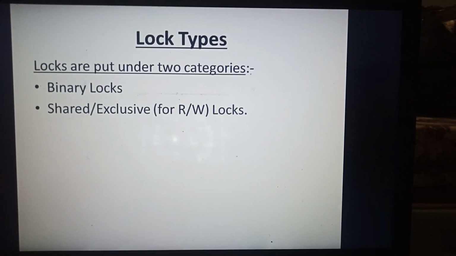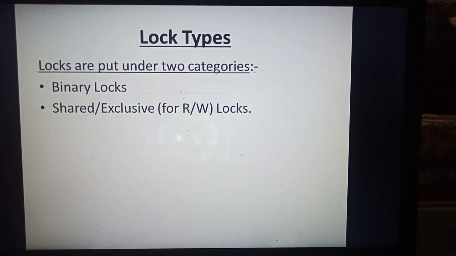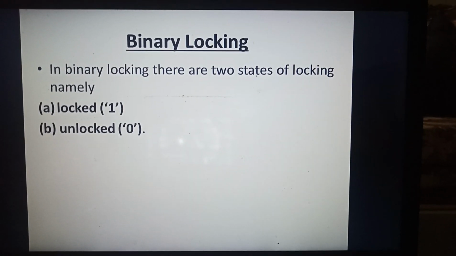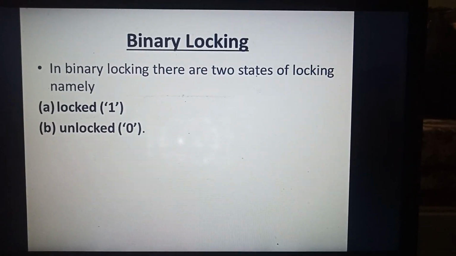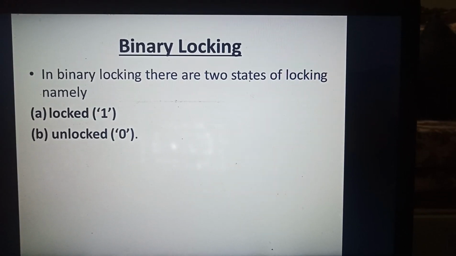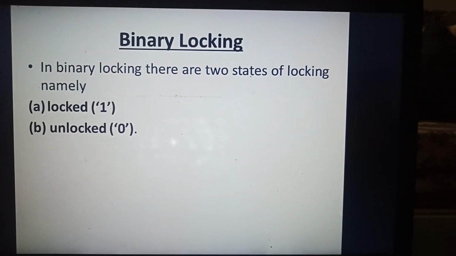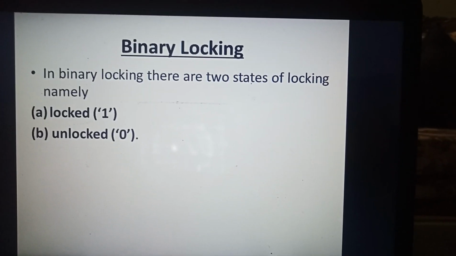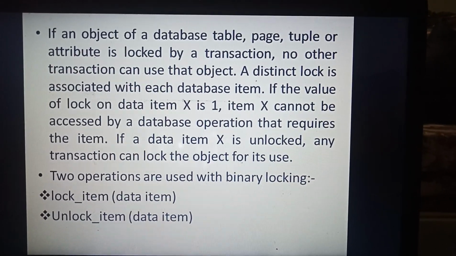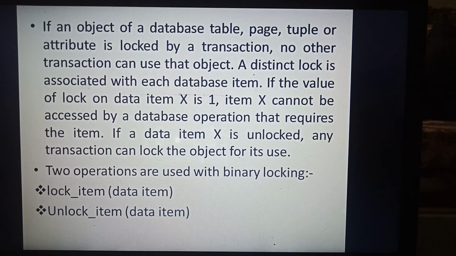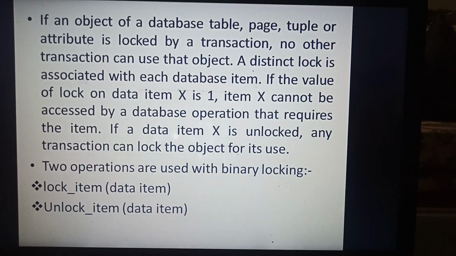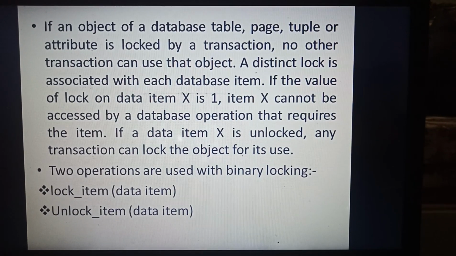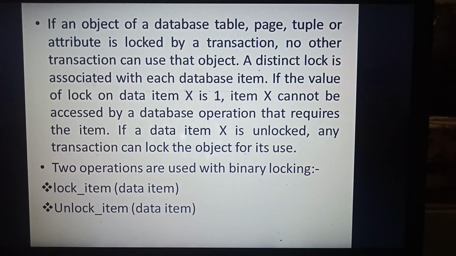There are two types of locks: binary locks, and second one is shared exclusive locks, which are also known as read-write locks. Now, in binary locking, there are two states only. First state is state 1, which is known as locked state, and second is state 0, which is known as unlocked state. So, if an object of a database table, page, tuple, or attribute is locked by a transaction, no other transaction can use that object. A distinct lock is associated with each database item.